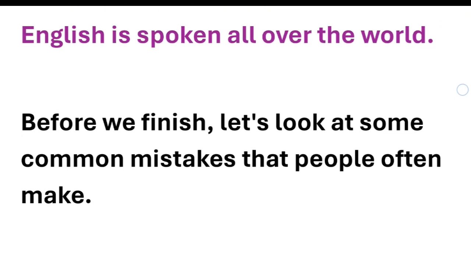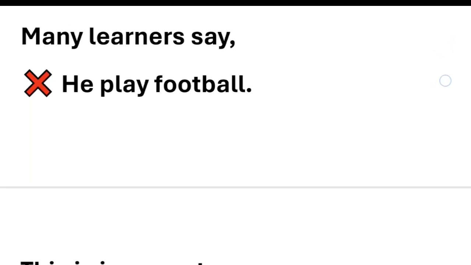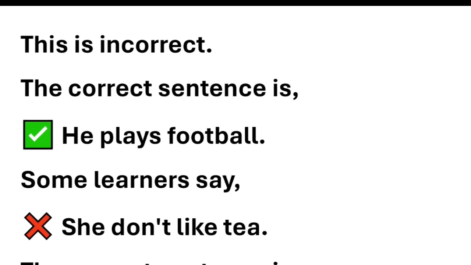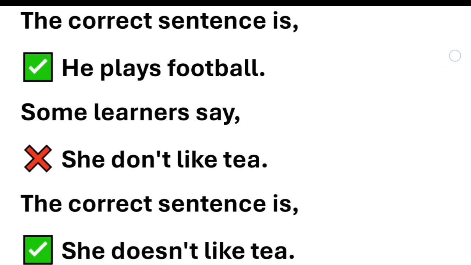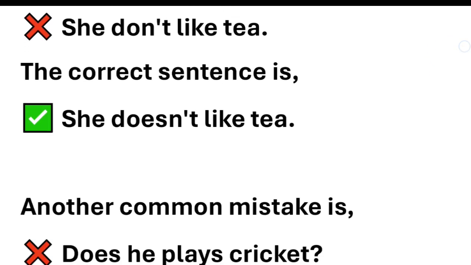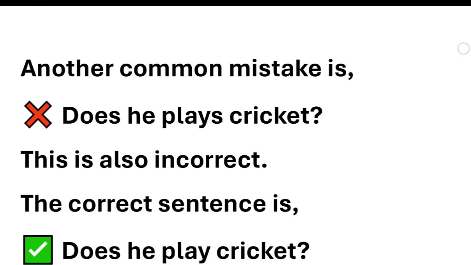So before we finish, let's look at some common mistakes that people often make. Many learners usually say he play football, which is incorrect. And the correct one is saying he plays football, because with the pronoun he, which is singular in nature, we have to add s to the verb. Some learners also say she don't like tea, which is also incorrect. And the correct will be saying she doesn't like tea, because with doesn't we have to write like, the base form of the verb, and with singular pronoun she we have to use doesn't.